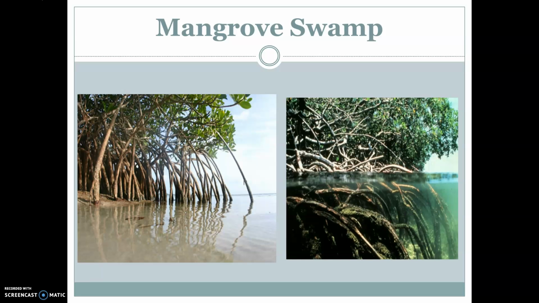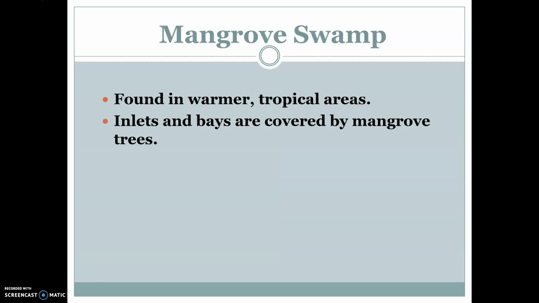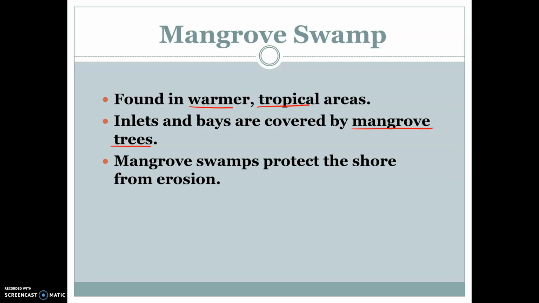Our next one that we're going to talk about is called a mangrove swamp. If we take a look at this one, just from these images, we can see really tall trees here. We can see this really interesting root system that's found underneath the water as well. So this is a very characteristic idea of this mangrove swamp. These are found in warmer, more tropical areas, and these inlets or bays are covered by mangrove trees. So that's going to be that important one: warmer tropical areas covered by mangrove trees.